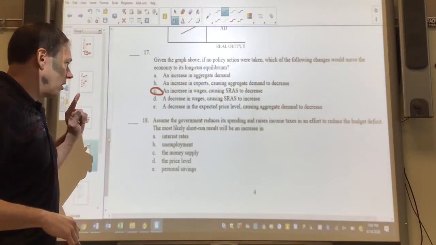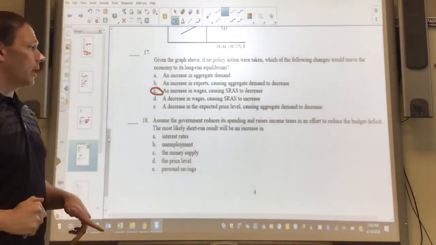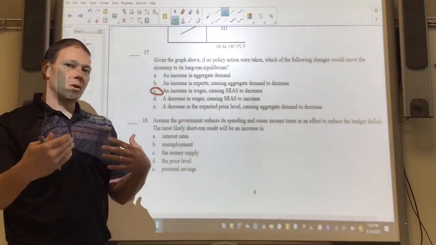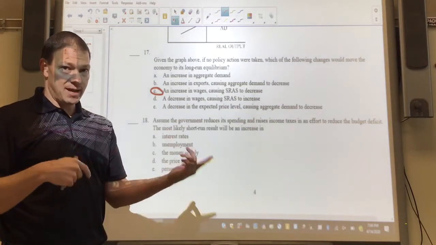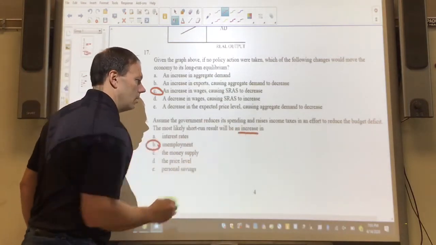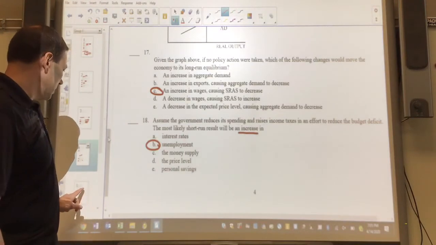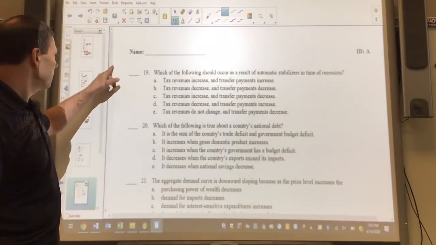Number 18, the government reduces spending and raises taxes. Okay, so in other words, the government's going to decrease the aggregate demand curve by taxing more and spending less. That's going to make unemployment increase, okay, as aggregate demand shifts left. All right, so a decrease or an increase in unemployment.